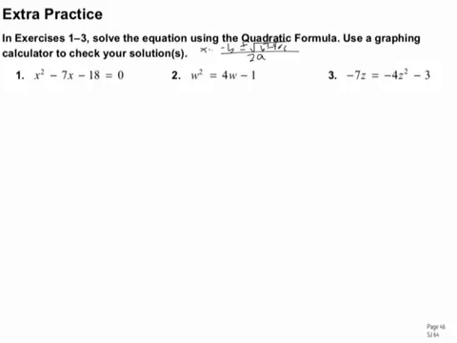Okay, what I like to do, and this is the reason why I did 4, 5, and 6 first, I like to find the discriminant value first so I know what my answer is going to look like. So that's the way I'm going to do all 3 of these. Number 1 is equal to 0, so I'm going to go straight to naming A, B, and C.